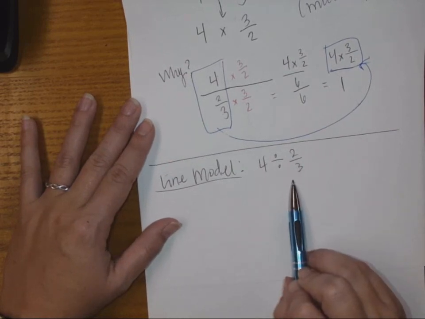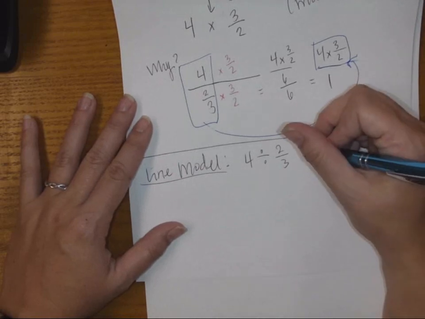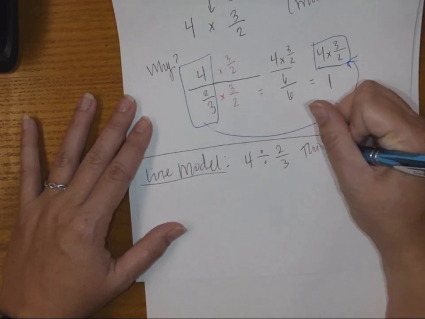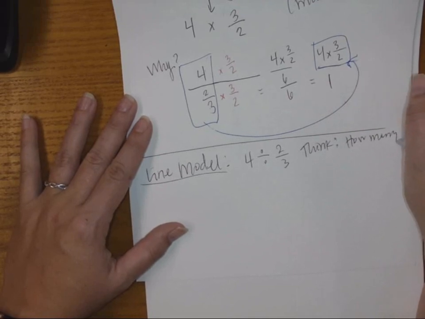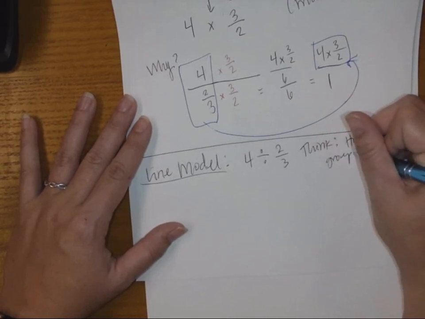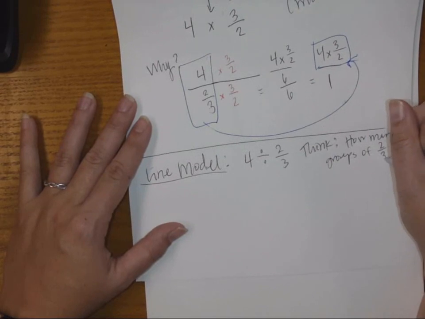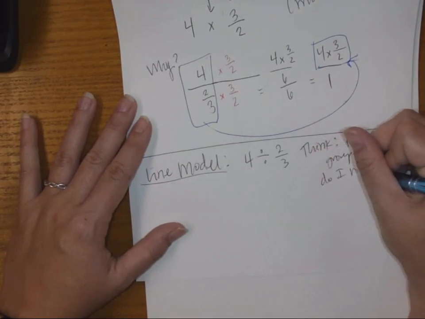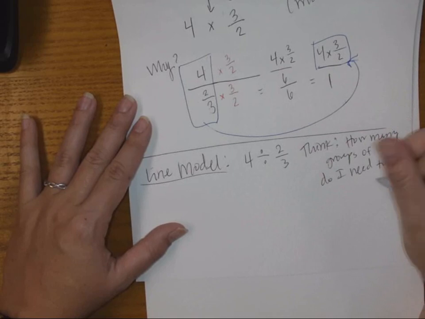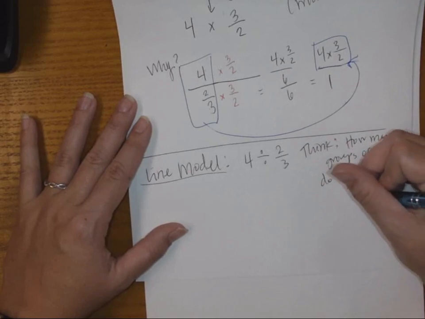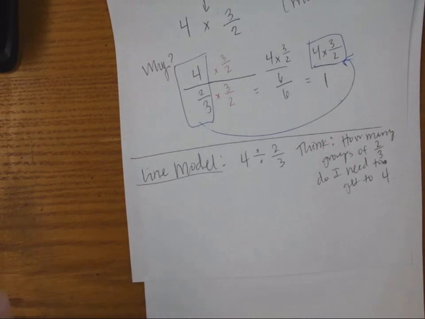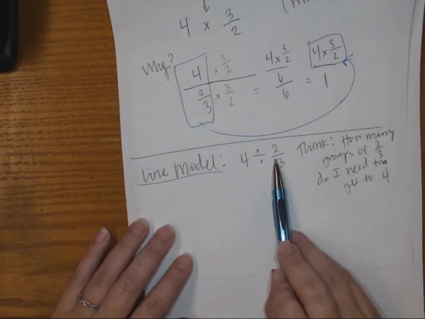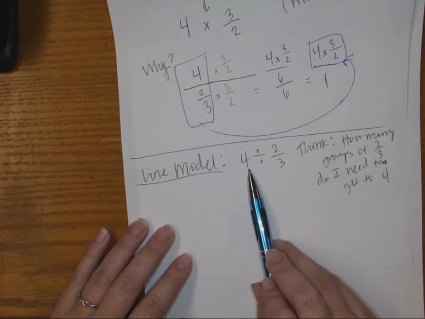A couple ways you could do it. The main way that's the easiest to do is, the thought process is, think, how many groups of 2/3 do I need to make 4? Or to get to 4. So this is kind of like repeated subtraction, but I'm thinking in terms of adding instead of subtracting. So, how many times do I have to add up 2/3 to get to 4?